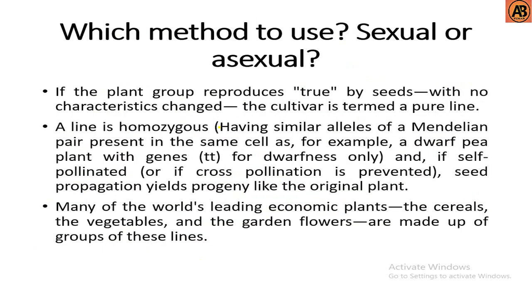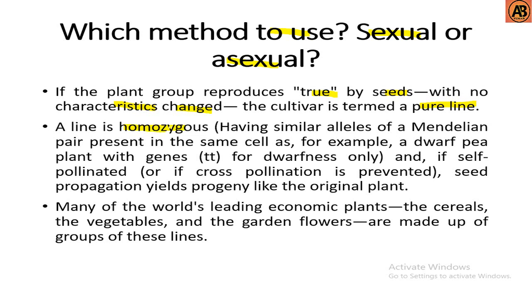Now, people ask a question such as which method to use. There are two types of method, sexual or asexual. So there is a question for people: which method is to be used? The answer is, if the plant group reproduces by seeds with no characteristic change, the cultivar is termed a pure line. A line is homozygous.